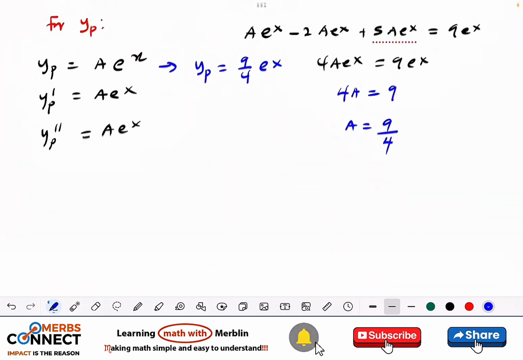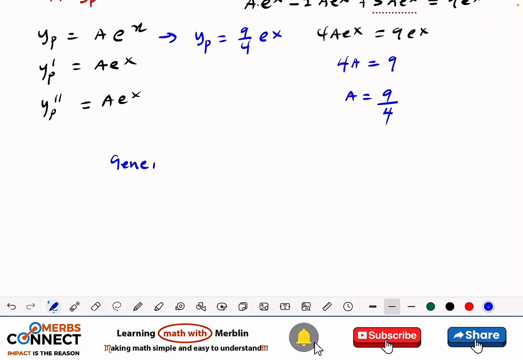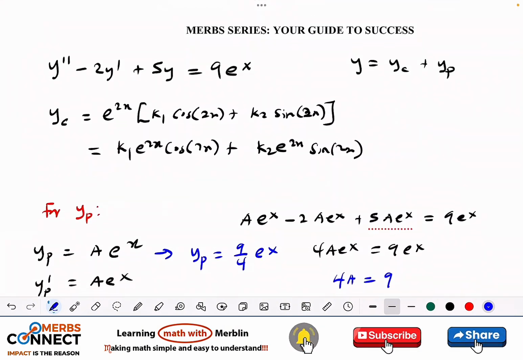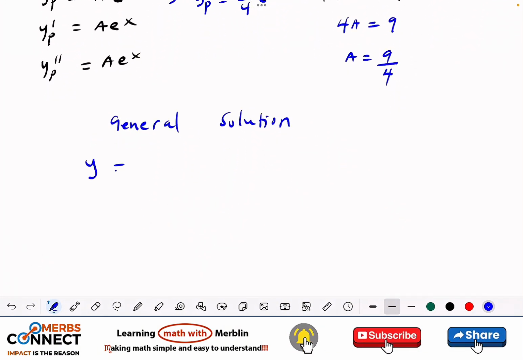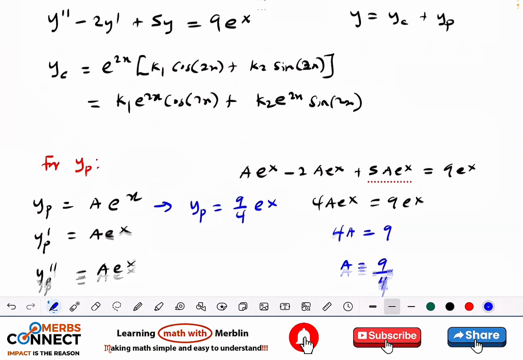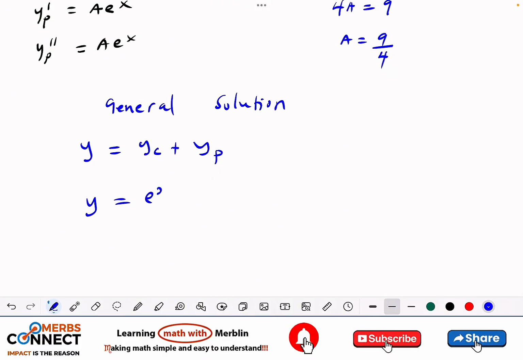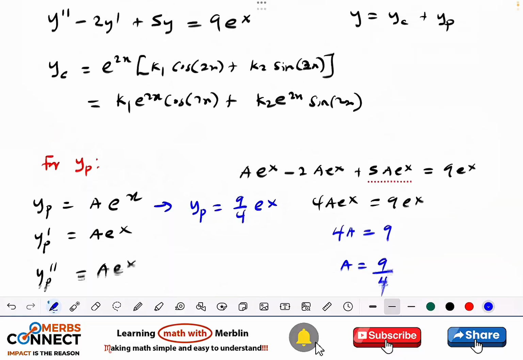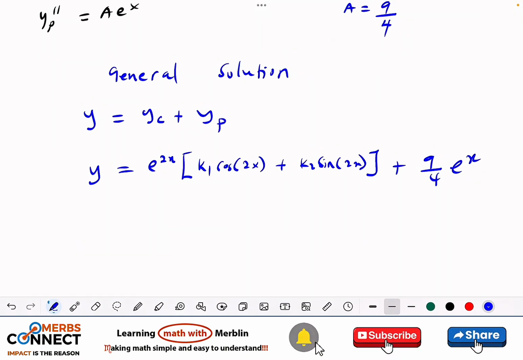So the particular solution yp will be equal to 9 divided by 4 e to the power x. Now we can write the general solution. I'm writing this one big because this is the last question on this, and I'm going to give you a trial solution to try. So y is equal to the complementary solution plus the particular solution. So y is equal to e to the power 2x in brackets k1 cos of 2x plus k2 sine of 2x, close brackets, plus the particular solution, which is 9 divided by 4 e to the power x. Is that right? Good. So this will be the general solution.